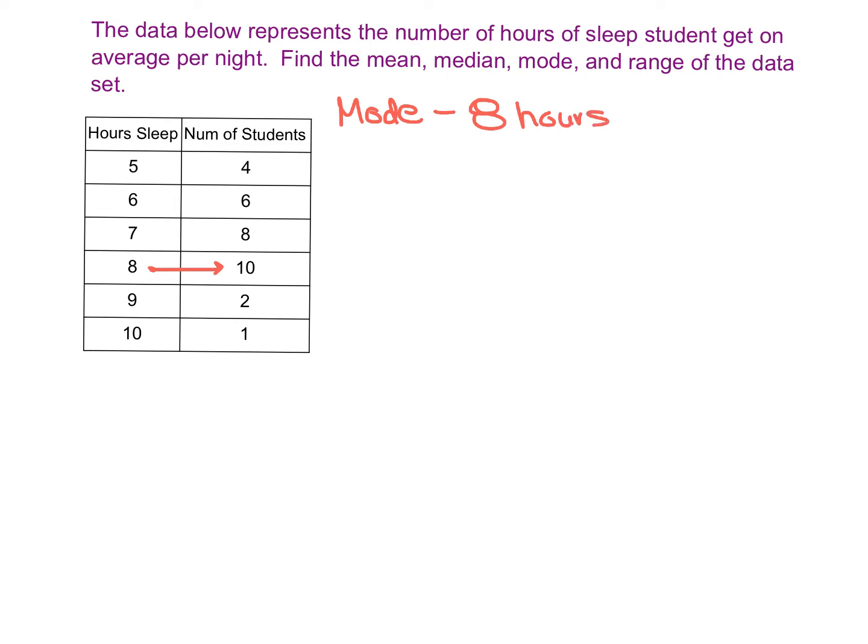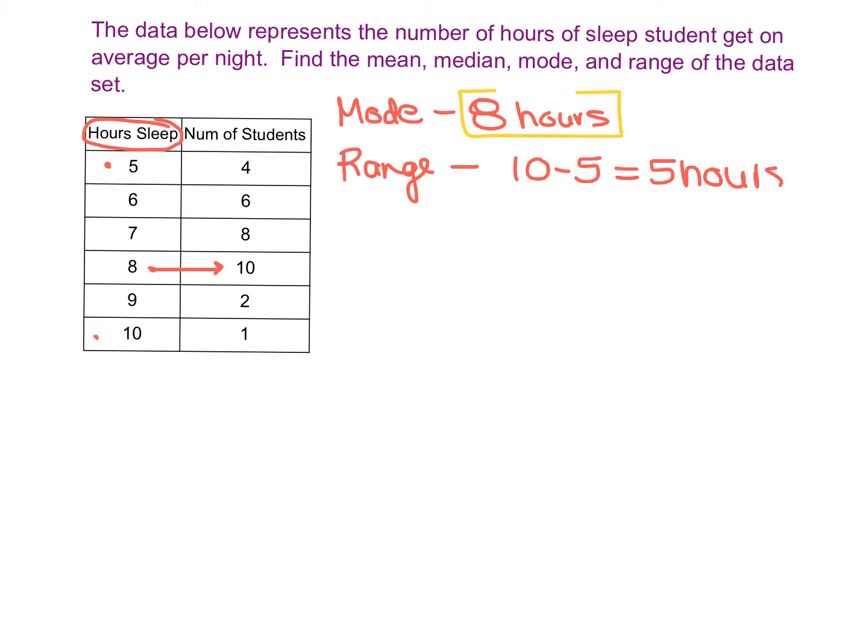Our range is still going to be the highest number subtracted from the lowest number. We just have to make sure we subtract the right numbers. In this case, remember, the number that we're looking at is how many hours of sleep these students actually received. So our range is going to be 10 minus 5, which gives us a total of 5 hours. We had our highest number of sleep here and our lowest number of sleep here, so we're able to find those two values fairly quickly.